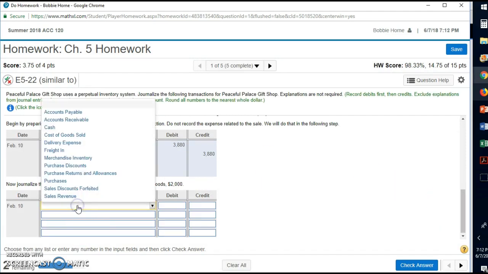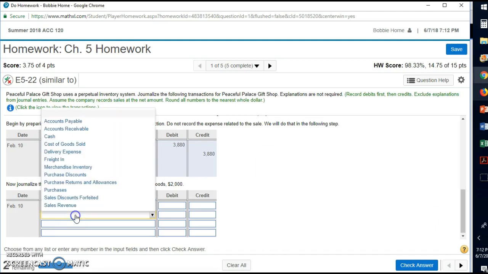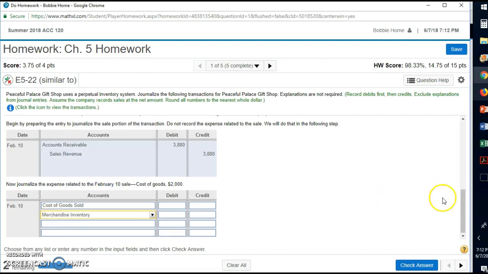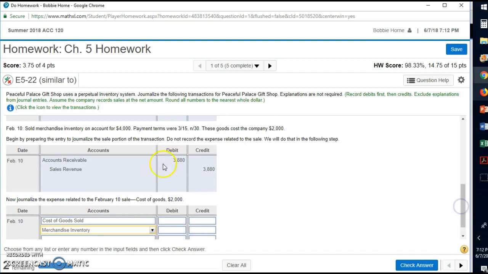And then you have to debit cost of goods sold and credit merchandise inventory because your sale is $3,880, but that's not full profit because the goods cost $2,000. So $3,880 minus $2,000 would be a gross profit of $1,880. This goes on the income statement, and this goes on the income statement. So that's why we have to record both of those.